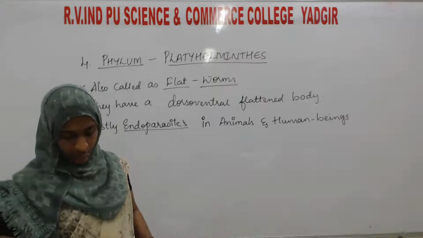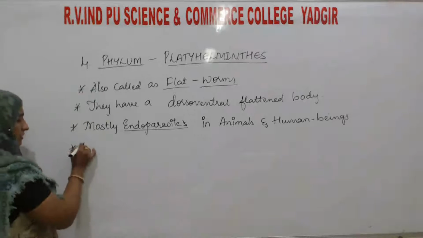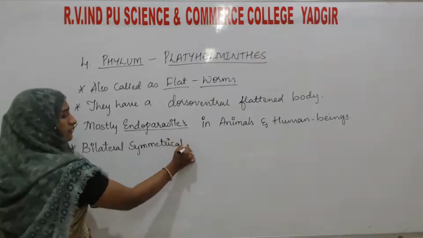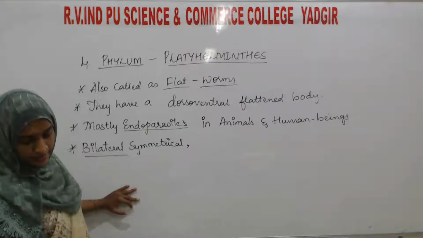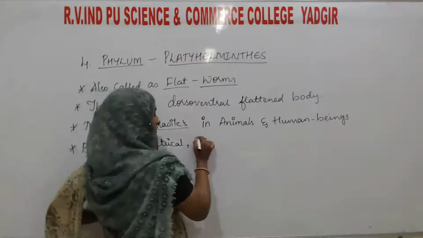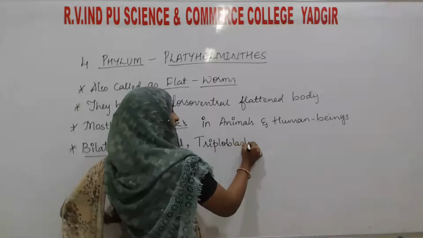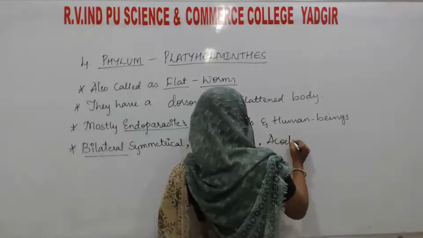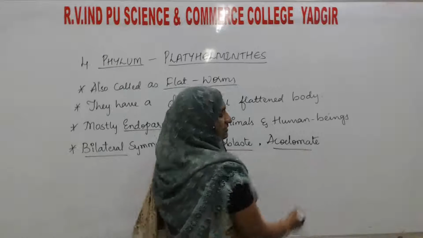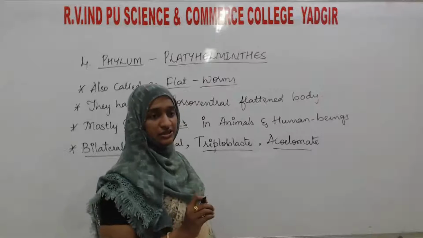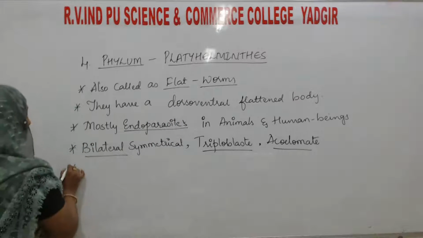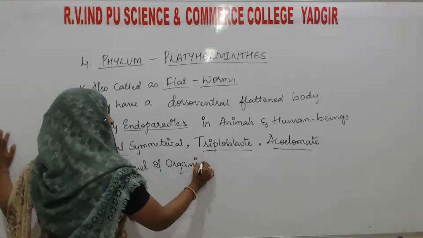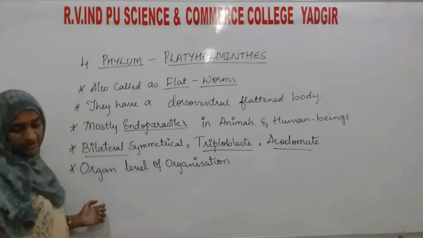Okay, the next, they are bilaterally symmetrical. This is one character. They exhibit bilateral symmetry. Then they are triploblastic. Then their body does not have any coelom, that is, they are acoelomate. Triploblastic, acoelomate. The next, which level of organization will they exhibit? They will exhibit an organ level of organization.